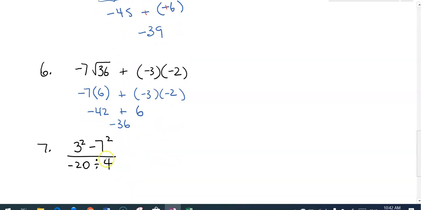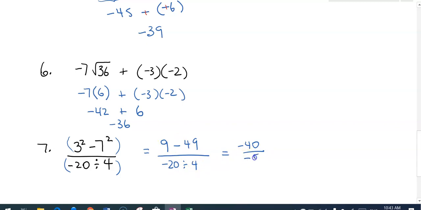When you have a fraction, don't forget there are hidden brackets in the numerator and the denominator. So you need to completely evaluate the numerator and denominator before you divide. So 3 to the power of 2 is 9, subtract 7 to the power of 2 is 49. All over. Now we can evaluate. This becomes negative 40 all over. A negative divided by a positive is a negative. And a negative divided by a negative is a positive.